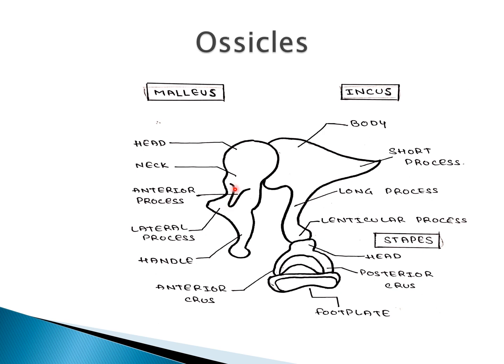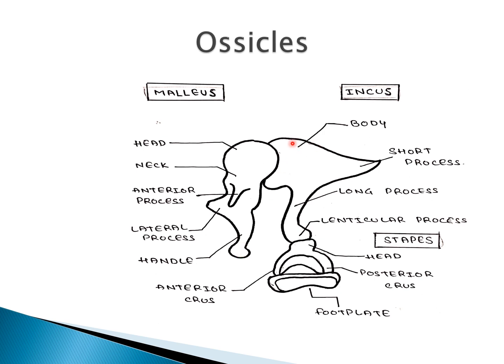This is the anterior process of the malleus. This is the lateral process of the malleus. During otoscopic examination, we see this process. From here, the anterior and the posterior malleolar folds arise. Then this is the handle of the malleus, also called the manubrium of the malleus, and this is the lowermost part which forms the umbo, which is seen on the tympanic membrane.